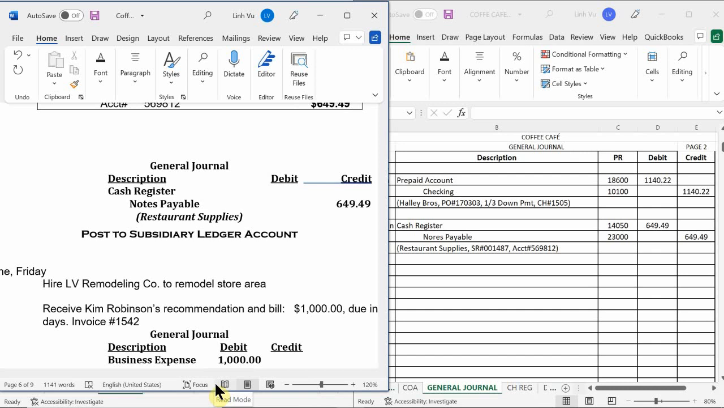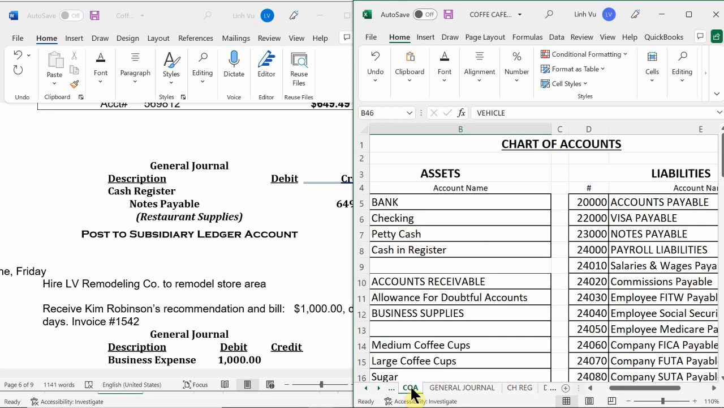What account would I use to say that I owe somebody money? Accounts payable. Correct, right? I would be using accounts payable because I acknowledge that I owe Kim Robinson money. Now, in this case, what kind of expense would this be if I got a consultation for interior design? Let's take a look at my chart of accounts.